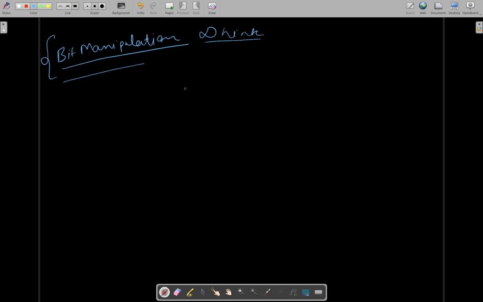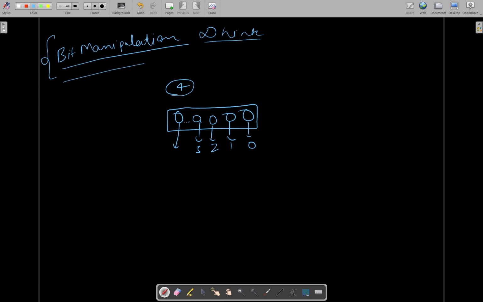So let's say 4 is given to you. What will be the binary representation of 4? Okay, 0 0 0 0. Let's mark the bits starting from the 0th bit. This is the 0th bit, this is the first bit, this is the second bit, this is the third bit, and so on. And let's say this is the most significant bit, MSB. If you are familiar with binary representation of a number, these are all just powers of 2.